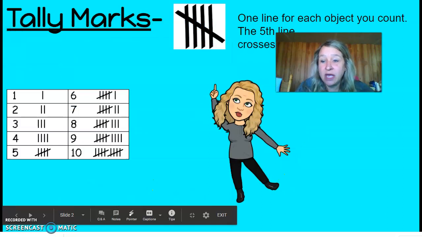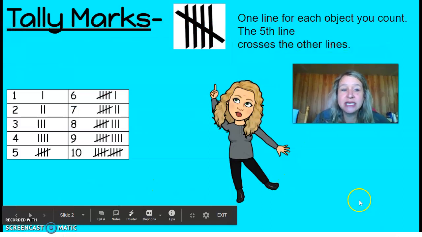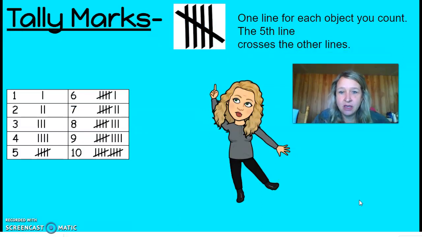First, let's review our vocabulary. Tally marks. Say tally marks. One line for each object that you count. The fifth line crosses the other lines.